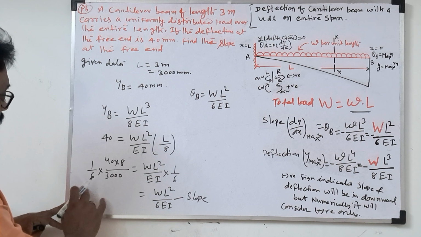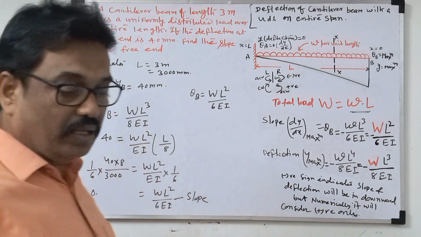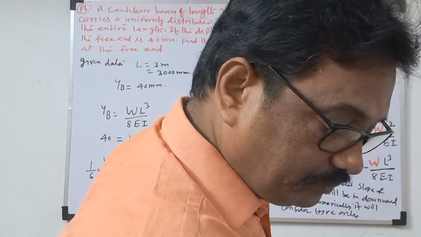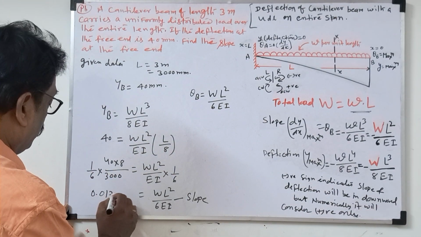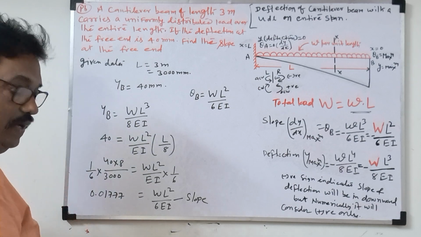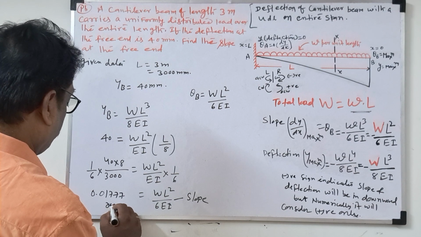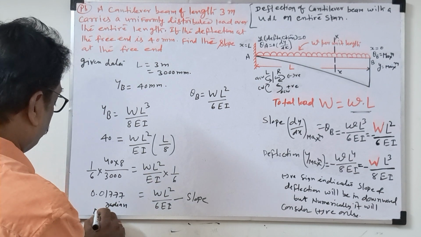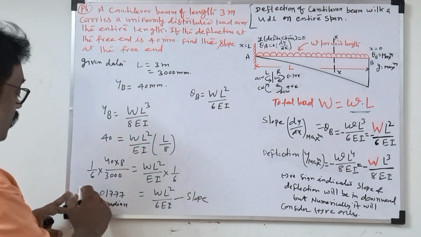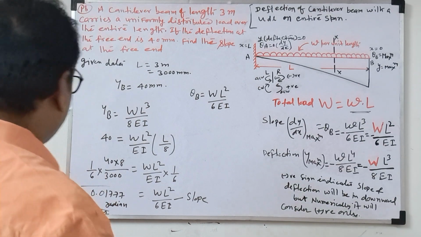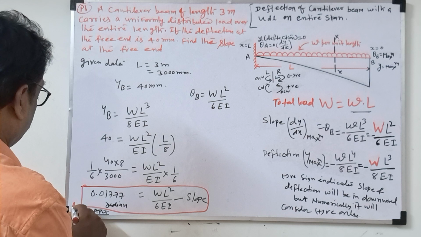If we solve this, the value is coming, we already calculated, 0.01777 radian. So this is the answer for this particular problem. This is the slope. Now we know the answer for this particular problem.